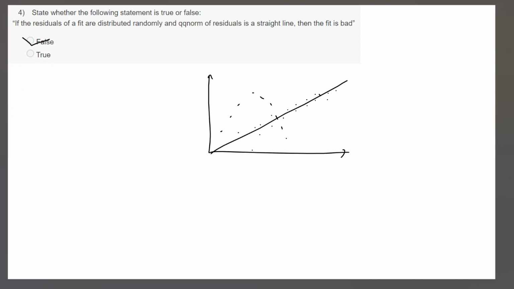So when we take the residuals and do a QQ plot, if it is a straight line, then it tells us that it follows the standard normal distribution. Which means whatever fit we have given to the residuals is also following the standard normal distribution. So the fit is very good. But here they are telling us the fit is bad, so it's false.